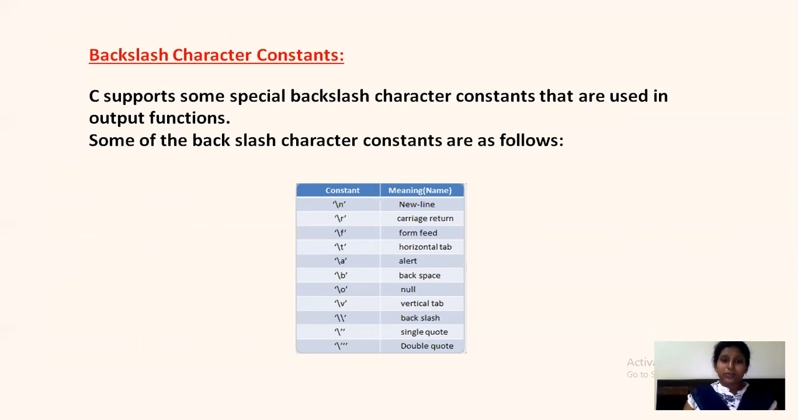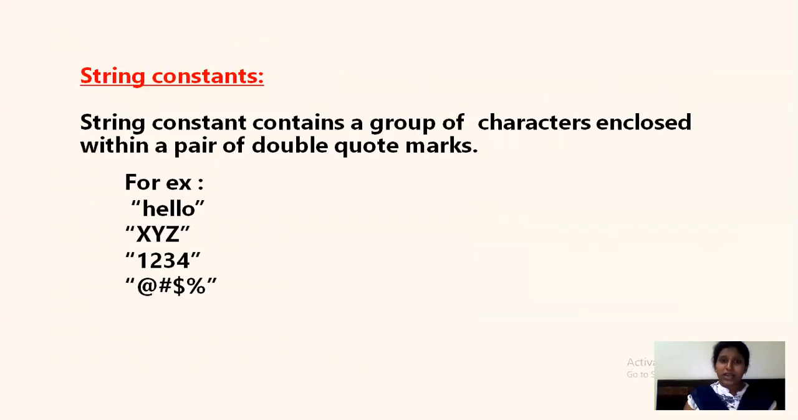Okay, here are some of the backslash characters. Slash n indicates new line, slash r carriage return, slash f form feed, slash t horizontal tab, slash a alert, slash b backspace, then slash 0 null, slash v vertical tab, backslash, single quote and double quote.